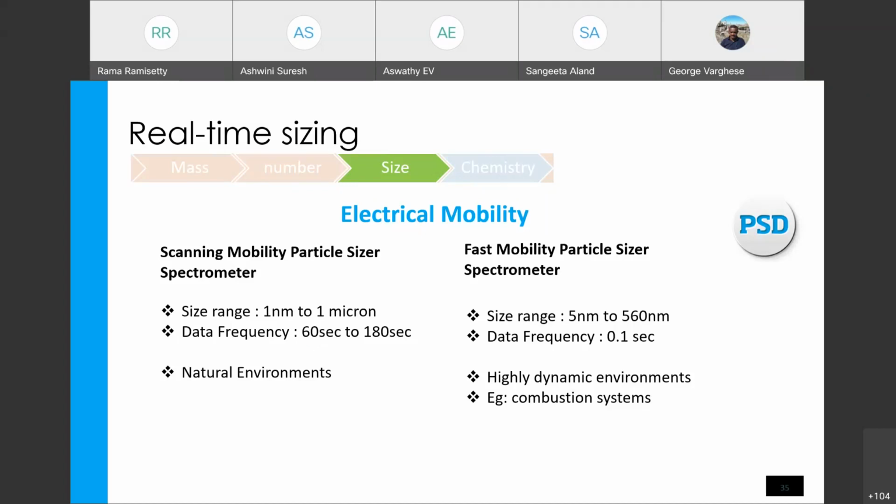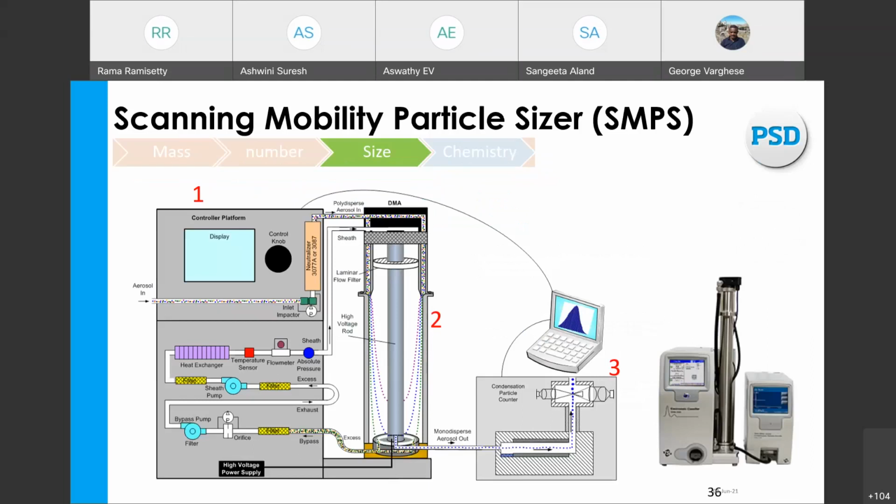On the other side, we have the fast mobility sizing method. It is not a scanning method, it's a direct sizing method based on the electrometer principle. With this, we get a data point every 0.1 seconds. It is highly recommended for highly dynamic environments, for example, engine exhaust studies. I'll explain the principle and other things for the scanning mobility particle sizing for air quality studies. This is the gold standard method for aerosol size distributions of nanoparticles.